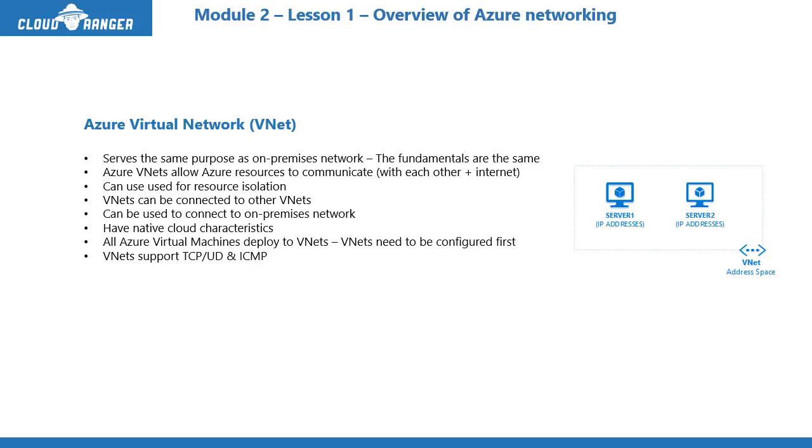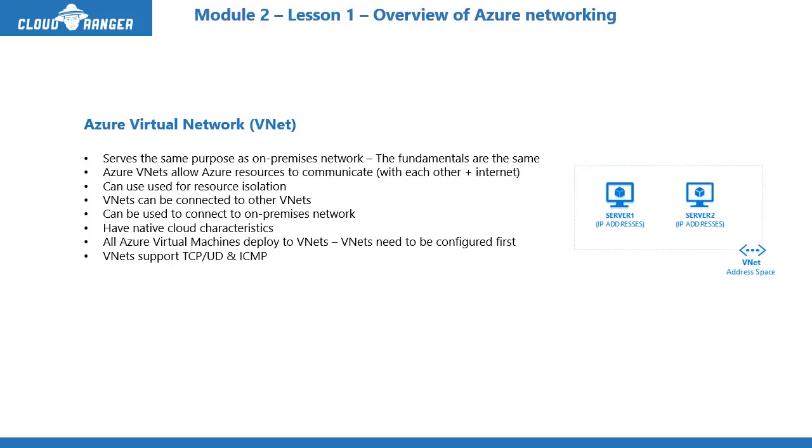Virtual networks can be connected to other virtual networks. So if you have a VNet over here, you can connect it to another VNet. There are use cases for that, and I'll get to that in a bit. It can also be used to connect to an on-premises network. So if you have a virtual network that's created on the cloud and you have a network on premises in a data center or somewhere, you can actually have connectivity between them. So it can be used for that.